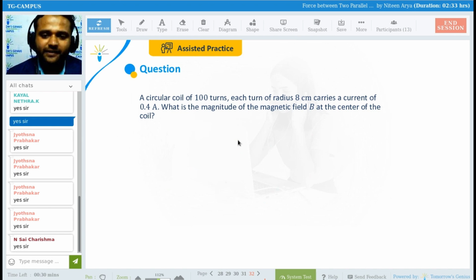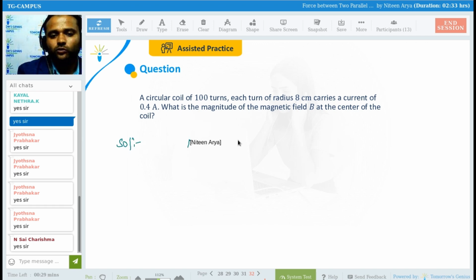A circular coil of 100 turns, each turn of radius this many centimeters, carries a current of this much. What is the magnitude of the magnetic field B at the center of the coil? Simple. One more thing: at the center of the coil, L is going to be 0. Hint.